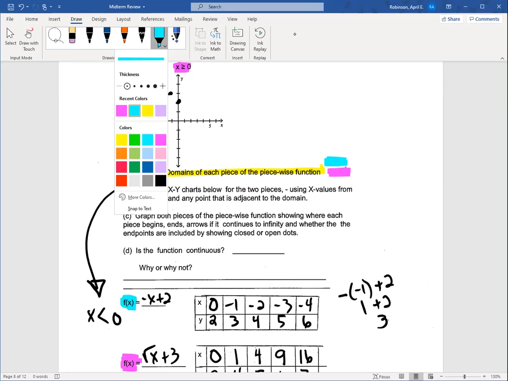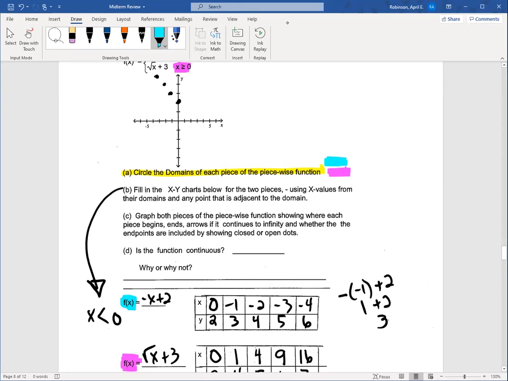And okay, it said less than 0. So when I was at x is 0, this here actually should have been an open circle right here. And then my graph is doing this, and it keeps going, so there's the arrow.